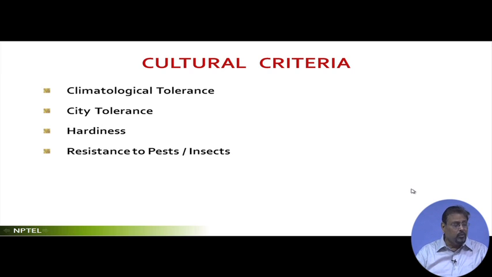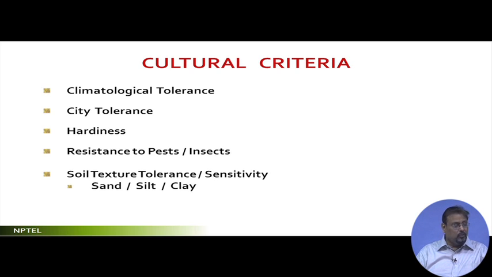Then comes the resistance to pests and insects. Different kinds of climates will have different kinds of pests and insects, and when trees of different climates are taken to another climate, another cultural situation, whether the pests and insects which are intrinsic to the changed location are acceptable or adaptable. This has to be checked.